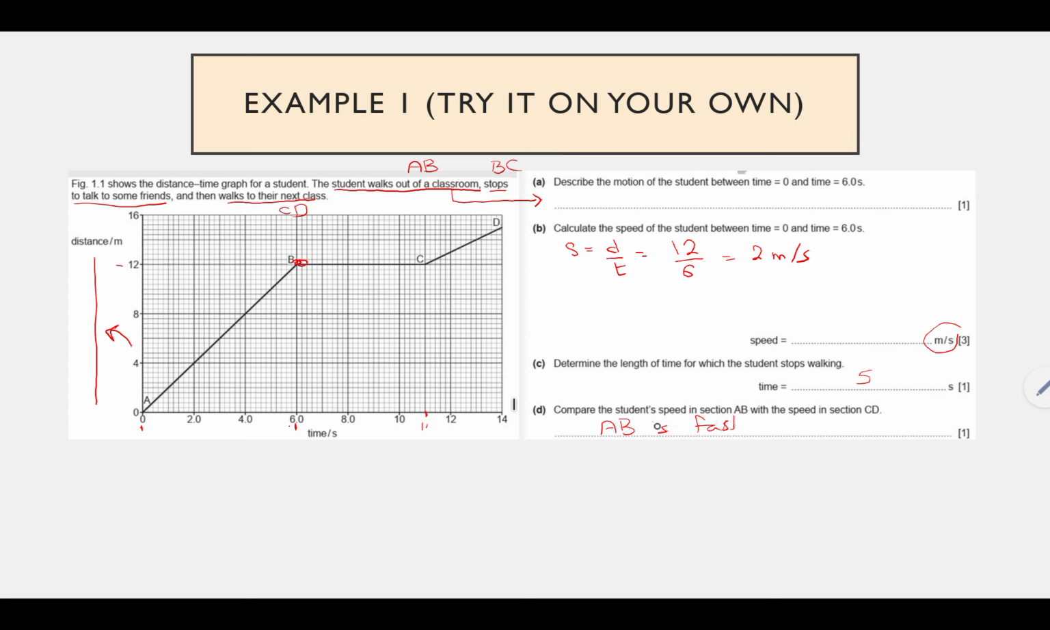Then I should never have incomplete answers. I need to write a full sentence. AB is faster than CD. Let's check out the marking scheme.